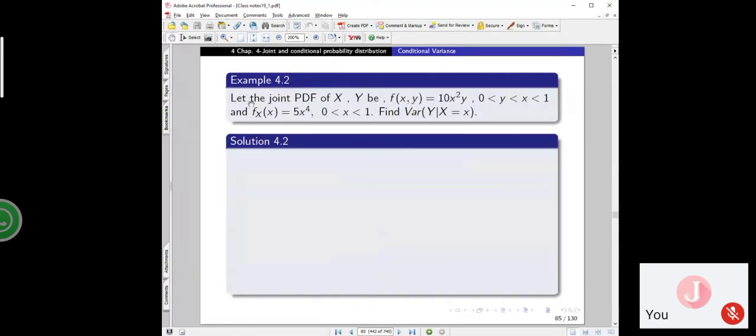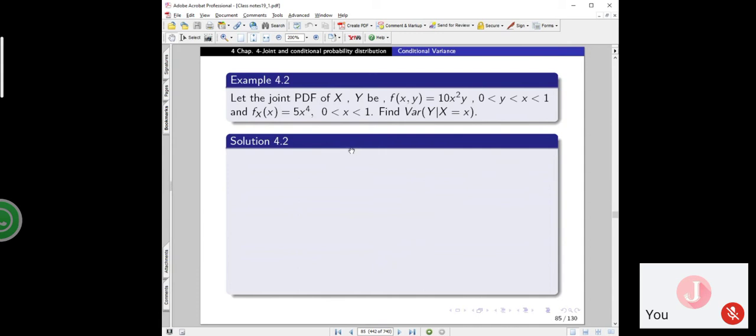Okay, let the joint PDF of x and y be 10x square times y. So here be careful, y is less than x. Okay, both between 0 and 1, but y is less than x. And the question has given you fx, which makes your life very easy, is 5x to the power of 4. And x is from 0 to 1. Find variance y given x equals to x.